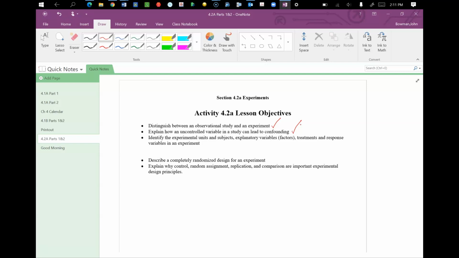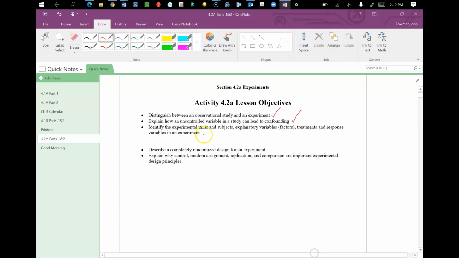We talked about explanatory variables and response variables. In the apple a day experiment, the explanatory variable was the apple. The response variable was whether or not they visited the doctor. So what we're going to do now is continue on with this discussion about experiments. We're going to talk about what a completely randomized design is for an experiment and discuss why control, random assignment, replication, and comparison are all important design principles in an experiment.